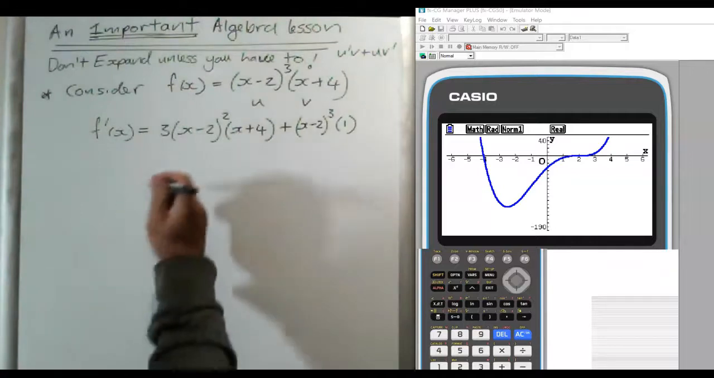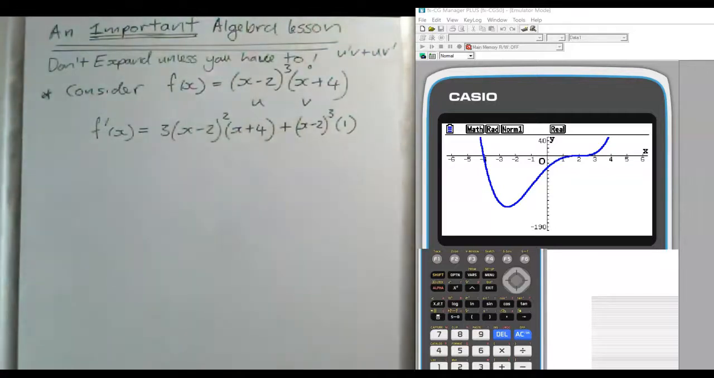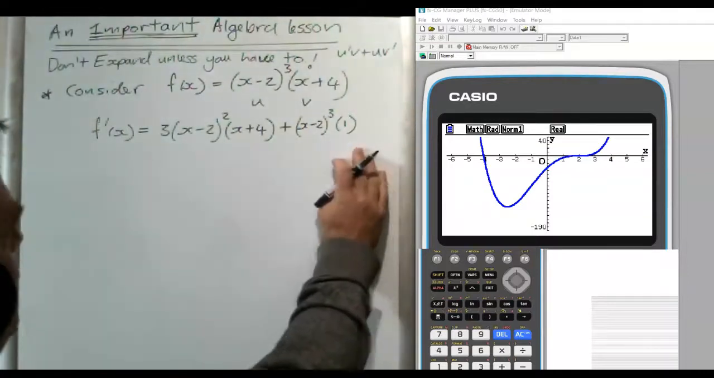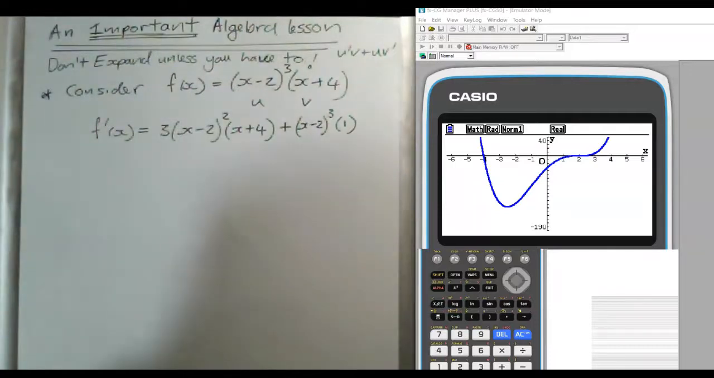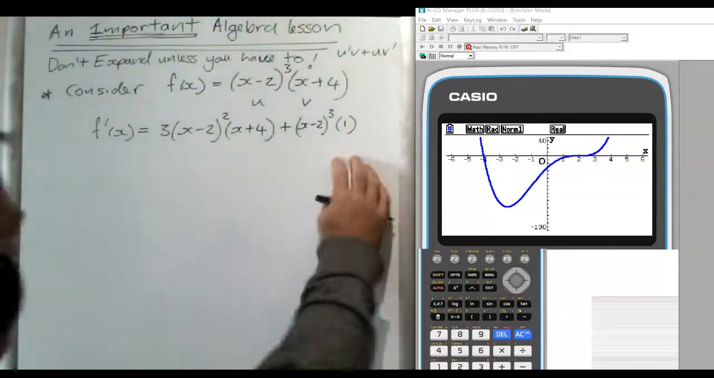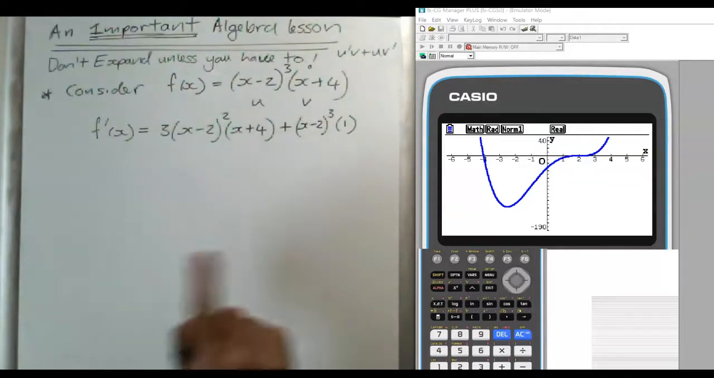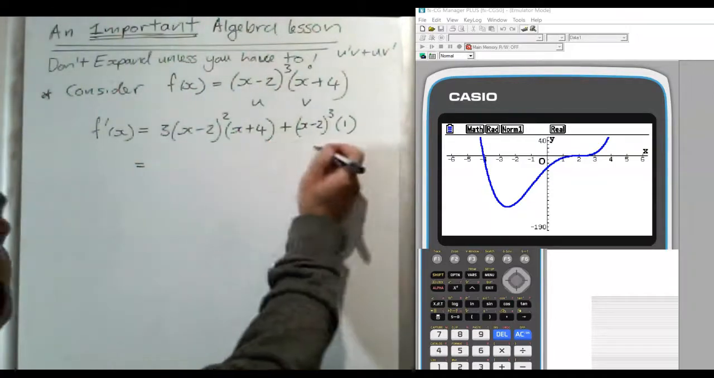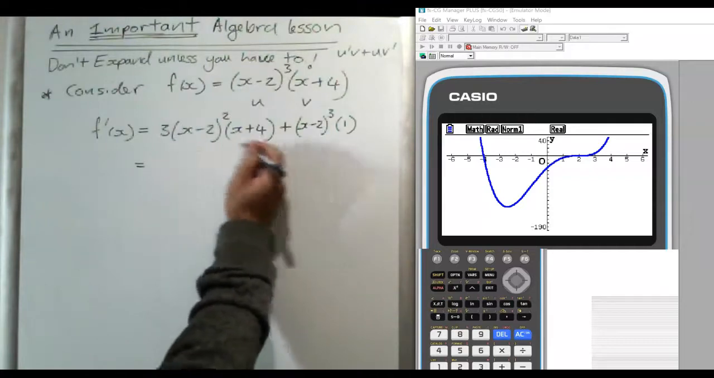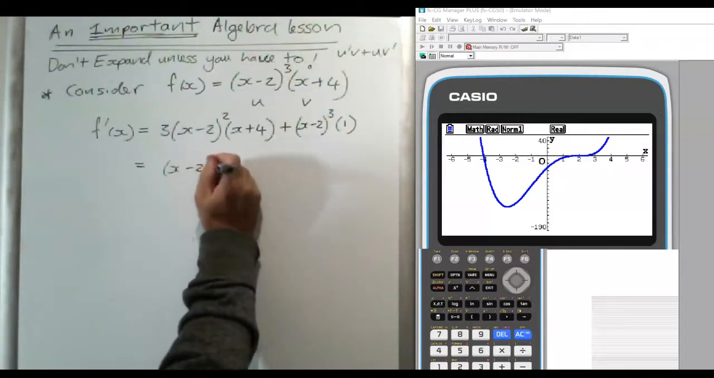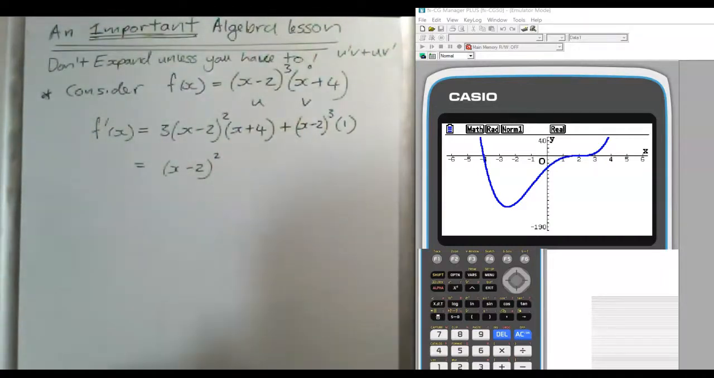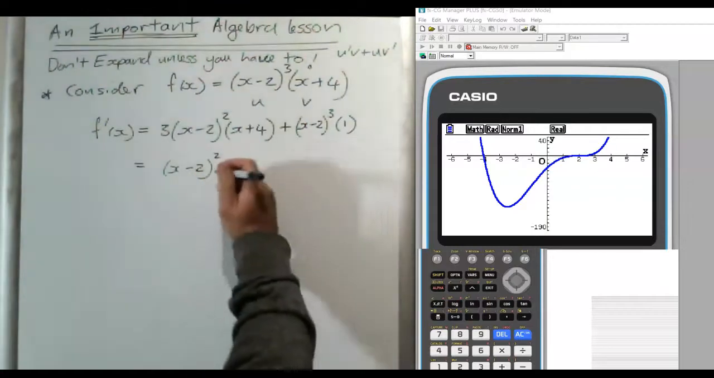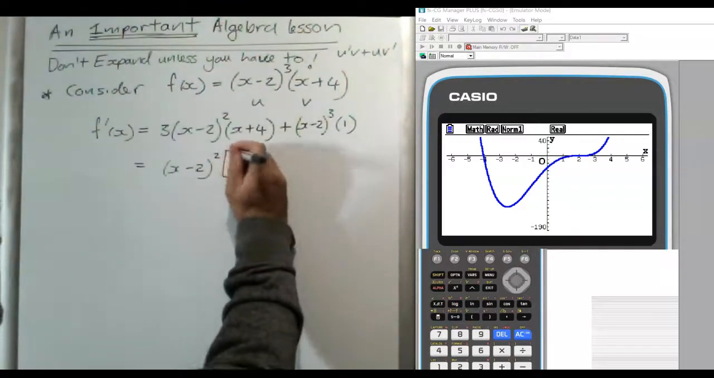Okay. Now, this is actually the point that the whole lesson is about. This next bit, we're going to imagine we've got a lot more to do. Imagine we want to find stationary points. We might now again be tempted to expand things out. No, you've got two common factors. Okay, so you've got x minus 2 as a common factor, and better than that, you've got (x minus 2) squared. So take that out as a common factor.